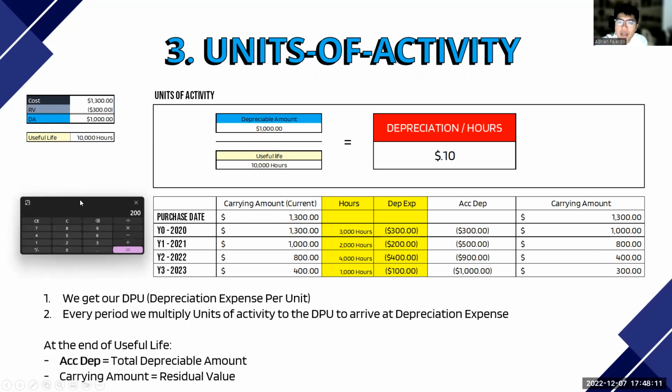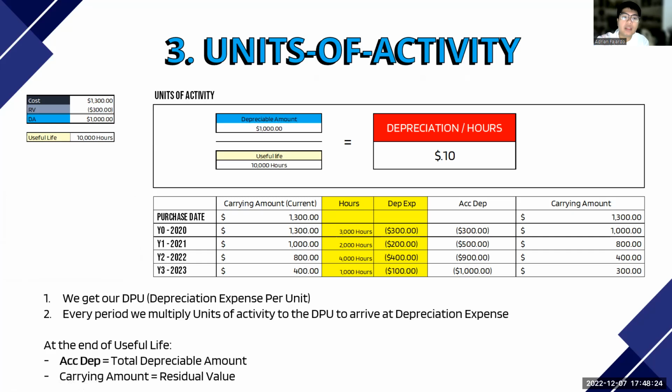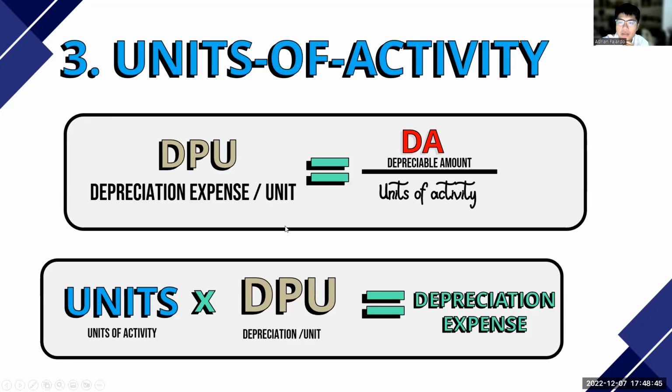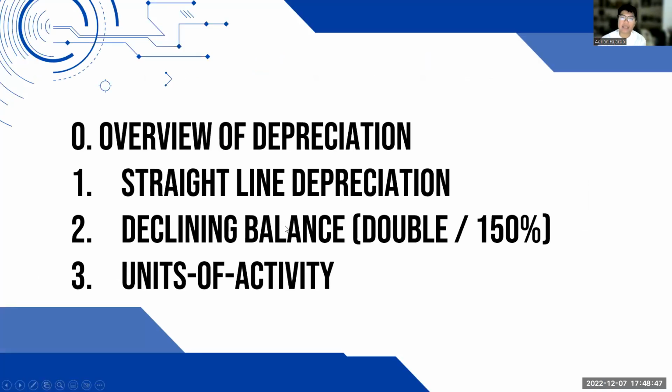And then at the end it's still the same. Your accumulated depreciation at the end of the useful life will still be equal to your depreciable amount, and the 300 carrying amount is equal to your residual value. Right? So every period, again, just 2 steps. We get our DPU, our depreciation expense per unit. And then every period, we multiply units of activity by DPU. So please, I urge you, master all three using the Valix chapters. But in essence, these are just the formulas. So we're done. Now let's master.